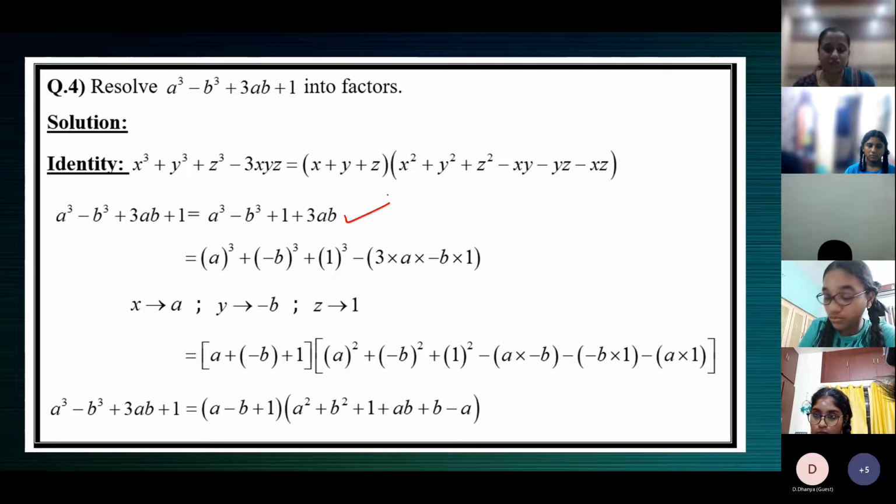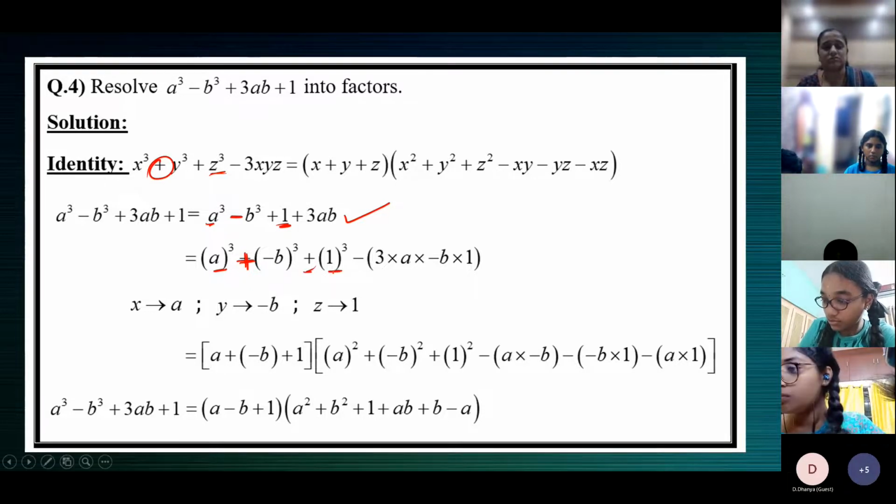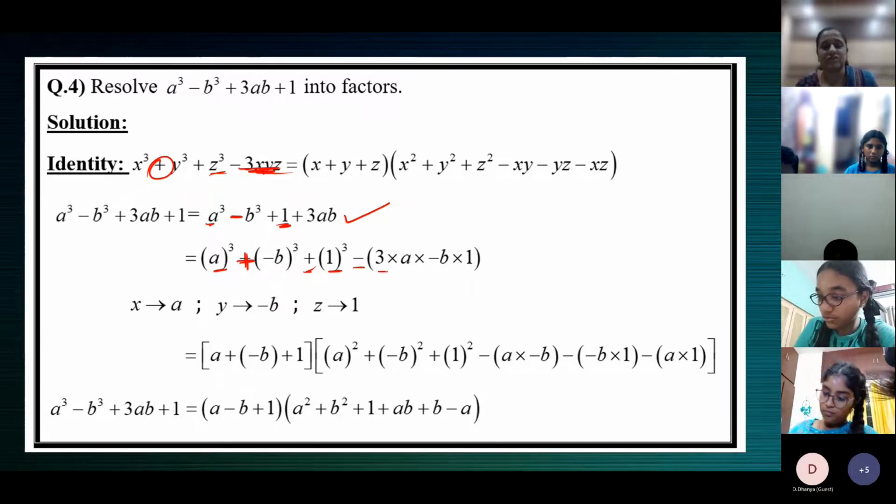First step is to rearrange. A cubed should be written as a the whole cubed. You should not write this minus sign. It is plus y cubed. So you must put the plus sign from the identity. You should put the plus sign, plus y cubed. But it's minus b cubed. So it will be minus b the whole cube plus z cubed, plus 1 the whole cube, minus 3xyz. So minus 3. This is x, this is y, this is z. X, y, z.